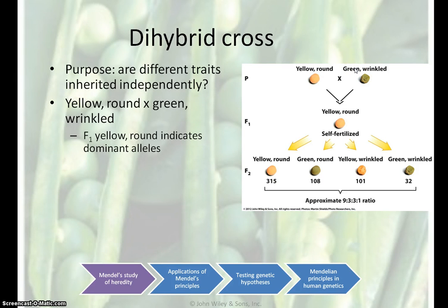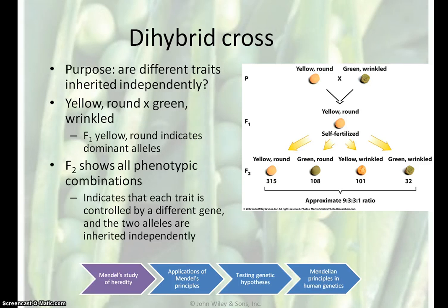Now what he found when he crossed this yellow round individual with a green wrinkled individual in the parental generation was that the F1 plants contained yellow round seeds. And because he had already done the experiments with the monohybrid crosses, he determined that these were the dominant alleles. These were the dominant factors. But what he found in the F2 was that he saw all phenotypic combinations. So as I mentioned before, the yellow round, the green round, yellow wrinkled, green wrinkled.